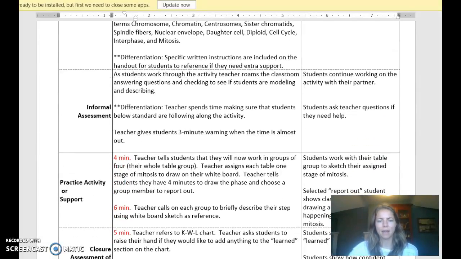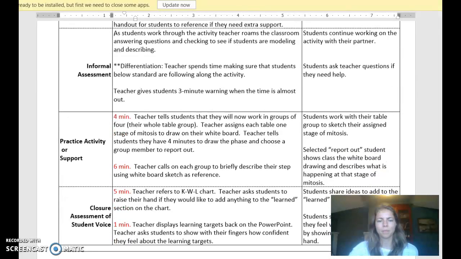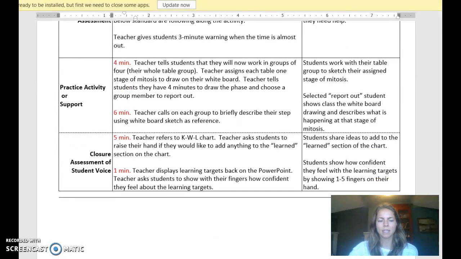And then after we've finished the activity, then they'll do the groups of 4 with the whiteboard, like I mentioned. So each group would have a different phase assigned to them, and they'll draw the phase out on the whiteboard, and then elect one person to be the spokesman, and just stand and describe their step in order so that everyone gets a chance to contribute in front of the class.